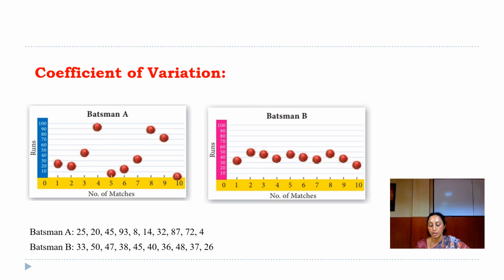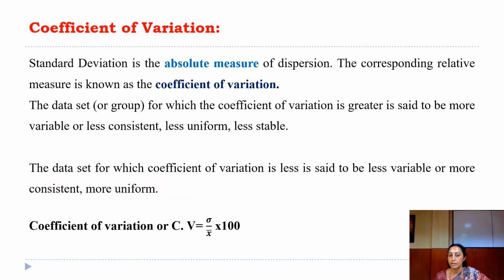of coefficient of variation. Standard deviation is the absolute measure of dispersion, whereas the coefficient of variation is the relative measure of dispersion. The data set for which the coefficient of variation is greater is said to be more variable or less consistent or less uniform or less stable. The data set for which the coefficient of variation is less is said to be less variable or more consistent or more uniform.